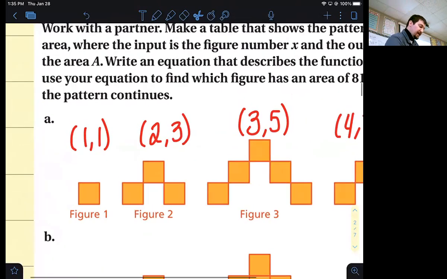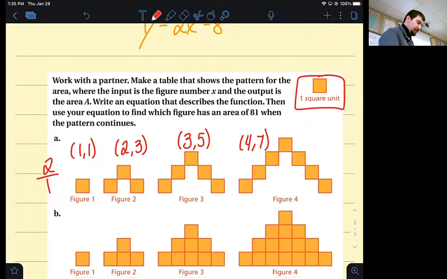When y increases by 2, that's the rise, right? With the change in y on top, the x is increasing by 1. And so this is going to have a slope of 2. Okay, so if I had to write an equation for this, y equals 2x.